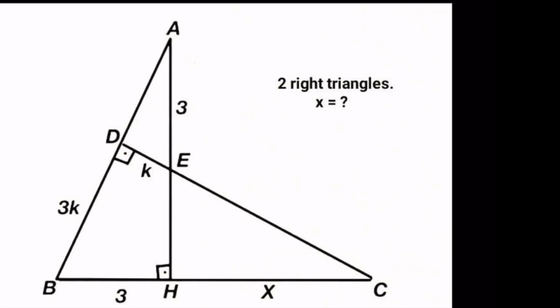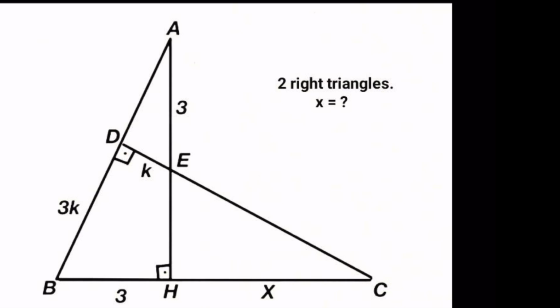What are the givens for this problem? AE is given as 3, and the angle BDC is 90 degrees, and the angle AHB is also 90 degrees. BD is given as 3K, BH is 3, and HC is X. So they want you to find the value of X.